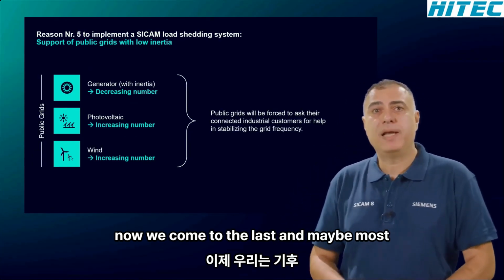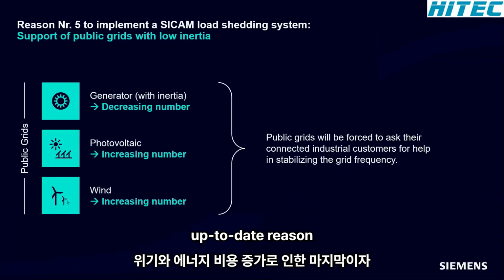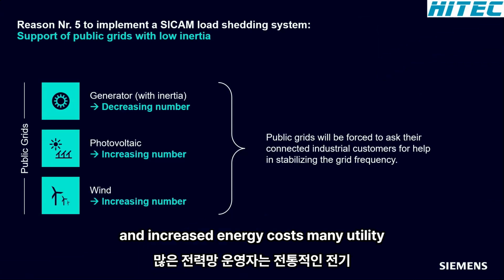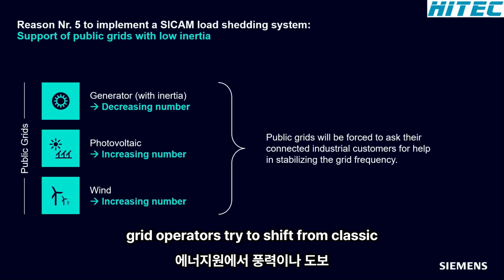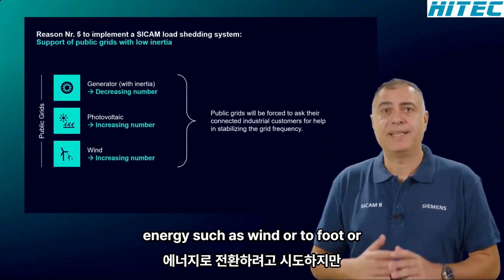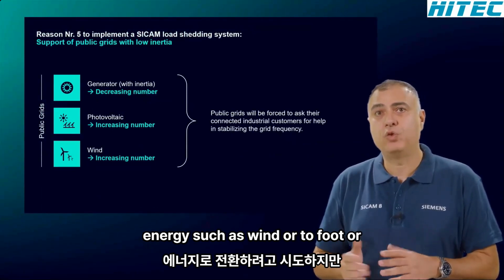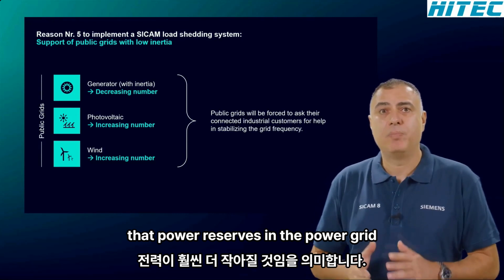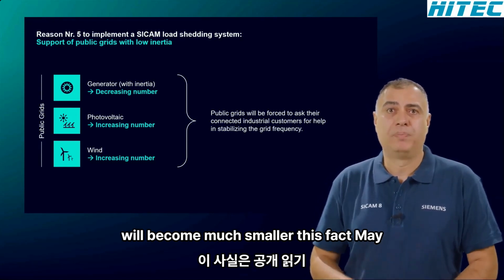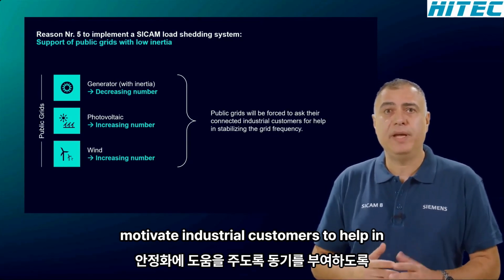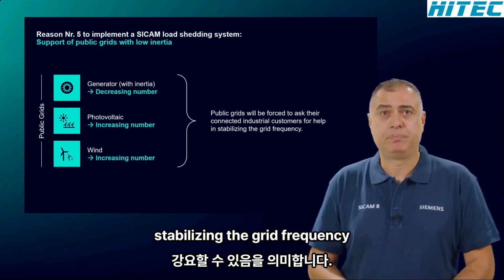Now, we come to the last and maybe most up-to-date reason. Driven by the climate crisis and increased energy costs, many utility grid operators try to shift from classic electrical energy sources to renewable energy, such as wind or photovoltaic plants. But this also means that power reserves in the power grid will become much smaller. This fact may force operators of public grids to motivate industrial customers to help in stabilizing the grid frequency.